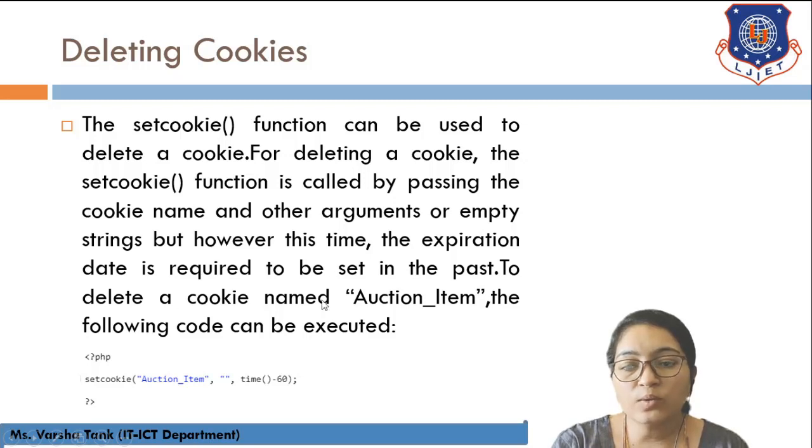So here, to delete a cookie named auction item, the following code is going to be executed. Here you can see setcookie, auction item is our cookie name, and here time minus 60. So that means this cookie will be expired right now.